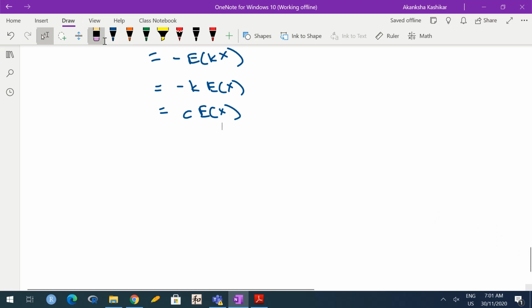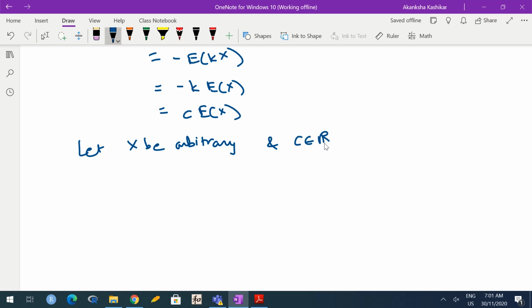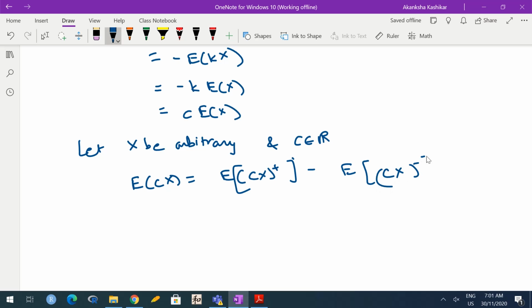Now let x be arbitrary and c also be arbitrary. So the expectation of cx by definition would be the expectation of the positive part of cx minus the expectation of the negative part of cx. Okay. Now we know that the positive part and negative part are both non-negative random variables.